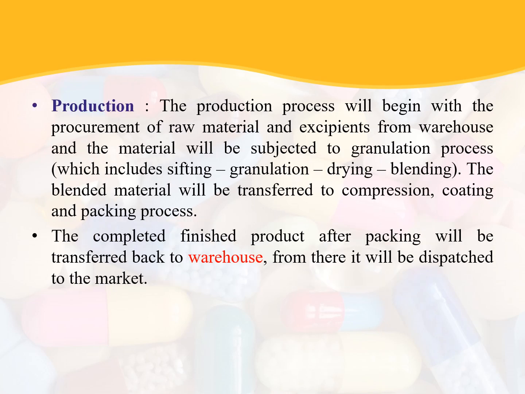Now coming to the production area, the production process will begin with the procurement of raw materials and excipients from the warehouse, and the materials will be subjected to the granulation process, which includes sifting, granulation, drying and blending. And the blended material will be transferred to compression, coating if we are preparing coated tablets, and finally the packing process.